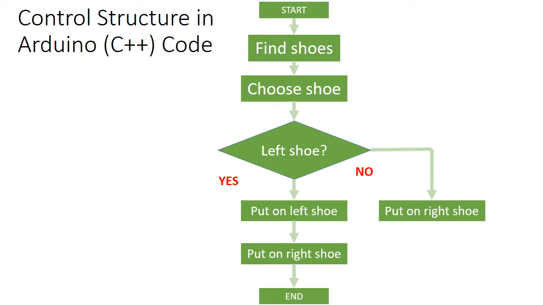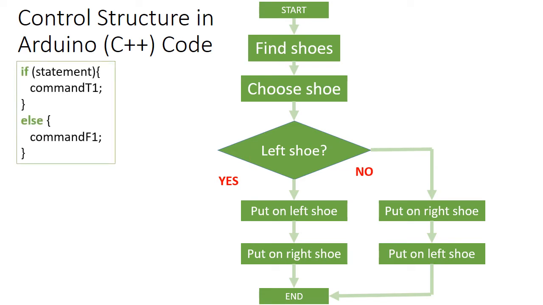It was the right shoe, so we put that on. And then we take up the other shoe. It's the left shoe. We put that on, and then we're done. So either path leads to the desired result that we have shoes on. And this is a case where we have different tasks that are completed depending on which path we take.